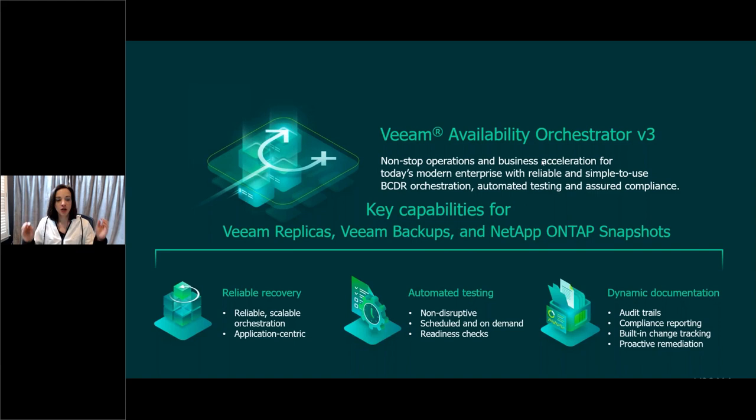So when we talk about VAO, we're talking about orchestrating the recovery of three different types of assets right now. Veeam replicas, version 1.0, Veeam backups, version 2.0, and now in version 3, NetApp ONTAP snapshots. Now, Van and I go way back to NetApp, so this is something I know we're both personally very excited about. And we're going to show you how that all works under the covers.